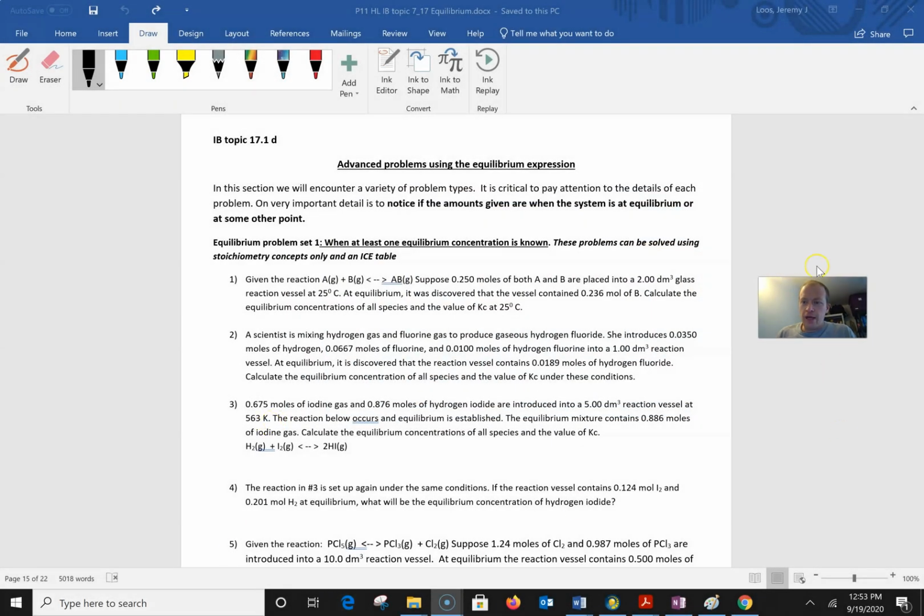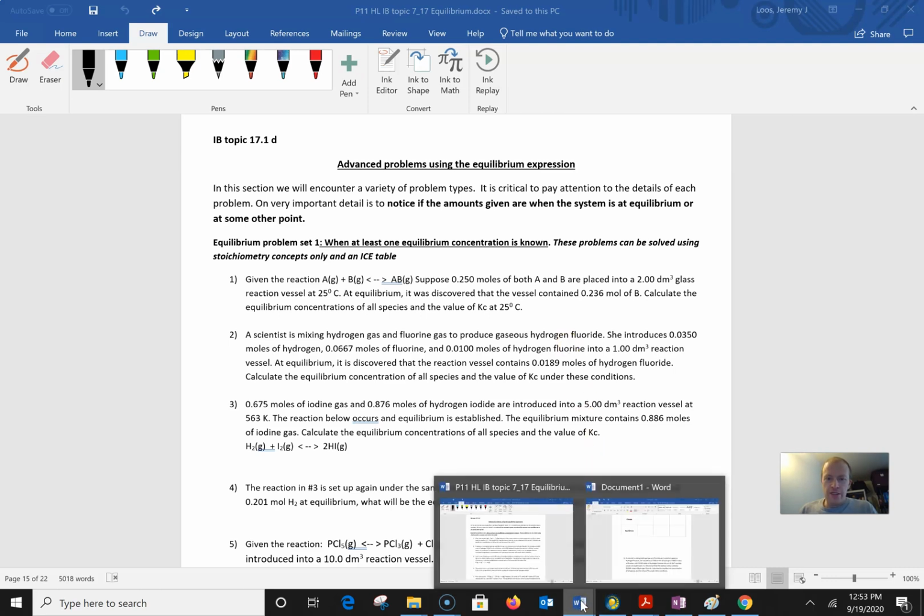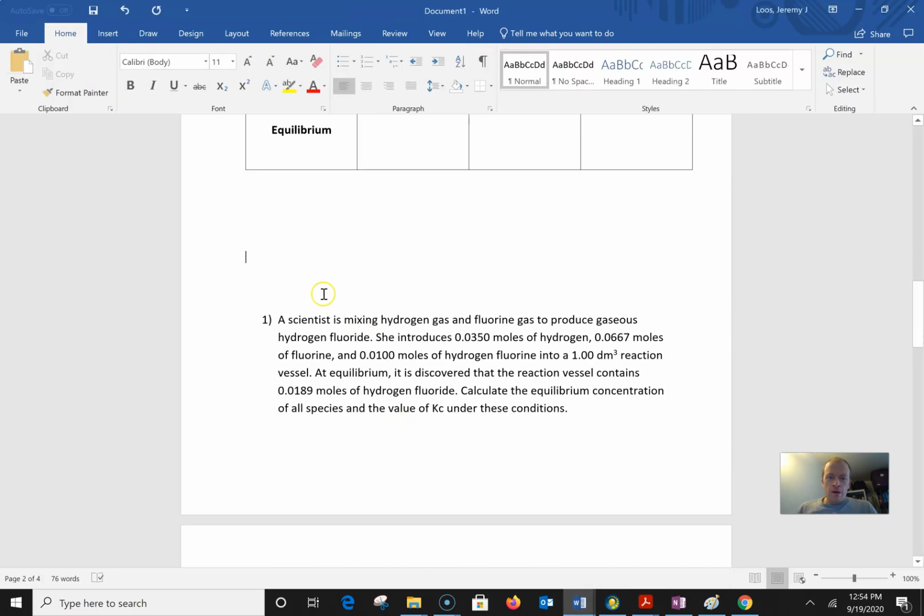So I'm going to look at this particular page in the workbook, and I'm going to do problem 2 here. What I have done on another page is I've broken things out a little bit. A scientist is mixing hydrogen gas and fluorine gas to produce gaseous hydrogen fluoride. So the first thing I have to do is write that equation, but it's not too bad, and I've done that up above. And then it says she introduces this many moles of hydrogen and the fluorine and the hydrogen fluoride. So we do have all three species present initially. It's important to read every word and really pay attention to these.